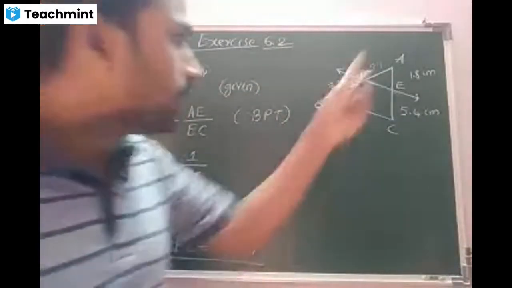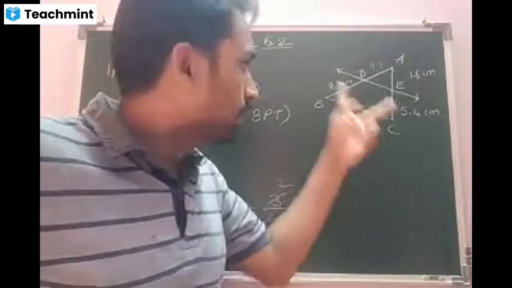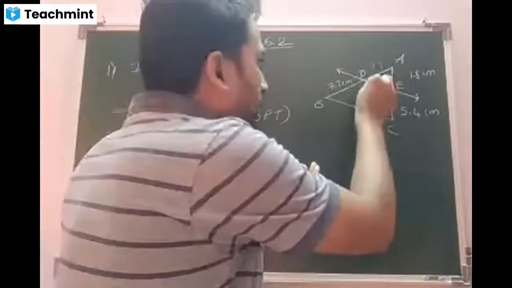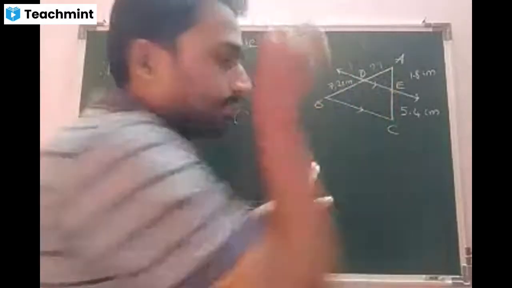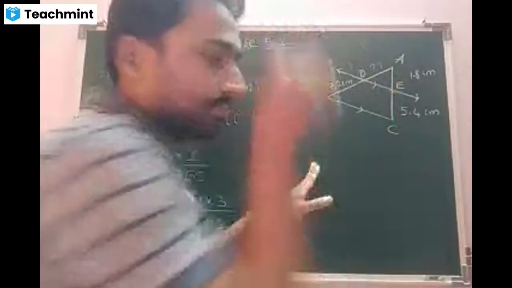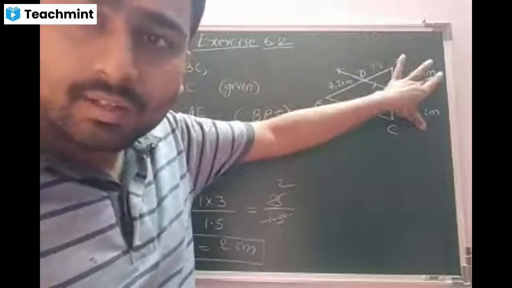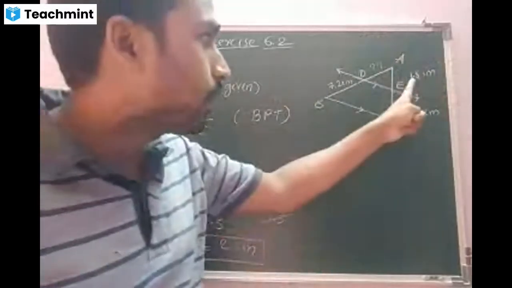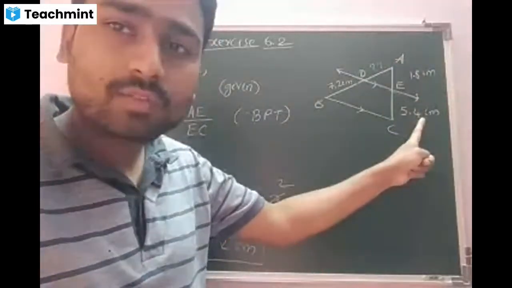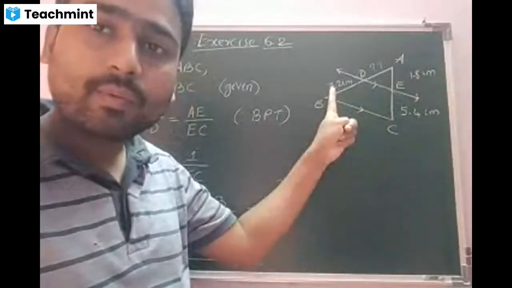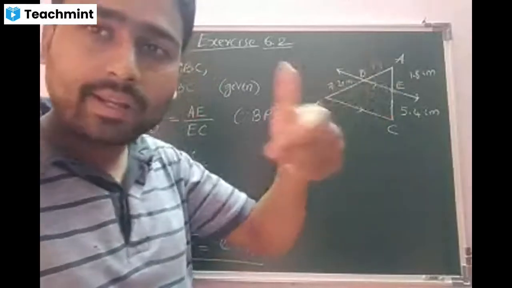What is that? Look at it. ABC is a triangle. DE is parallel to BC. Let me show it symbolically. 4 parts, 2 on the left side, 2 on the right side. They have given 3 measurements: one is 1.8, the other one is 5.4, the other one is 7.2. We have to find the AD value. Am I right?